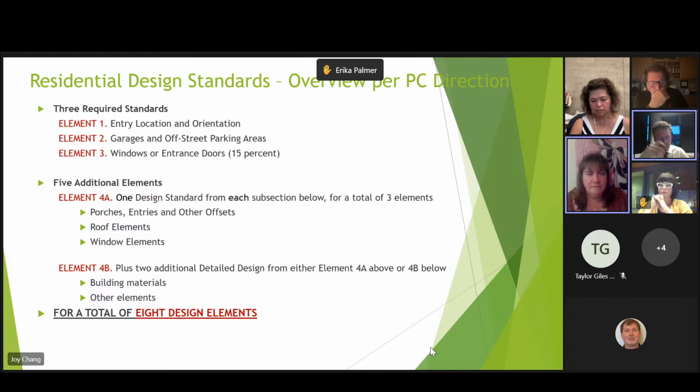Both of these, house 2 and 4, also failed the garage design standard. Yeah. I'm guessing because of the length. Yeah.